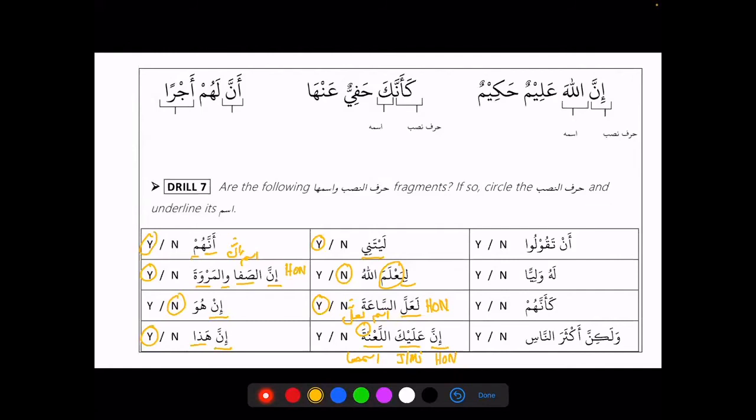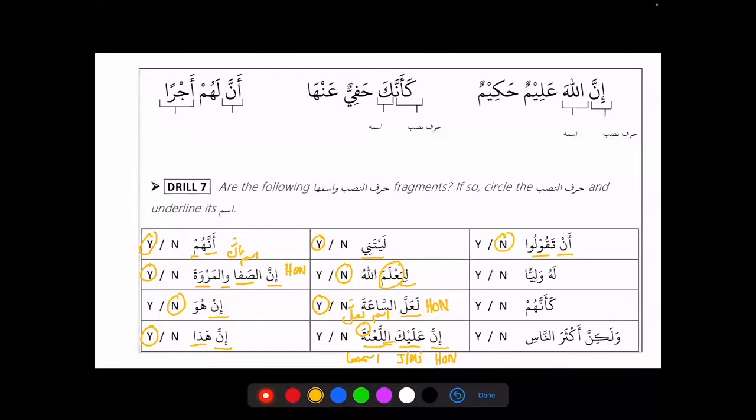Al removes the one. Exactly. Very good. Because al is there, that's why it is taking one haraka. Very good. Okay, next one. Antaqulu. An is not half of nasab. Very good. So this is a big no here.